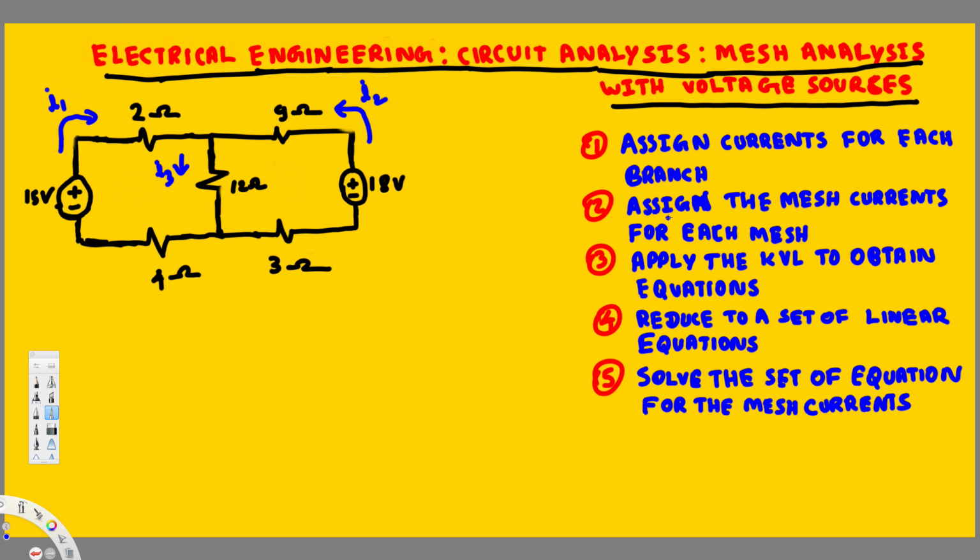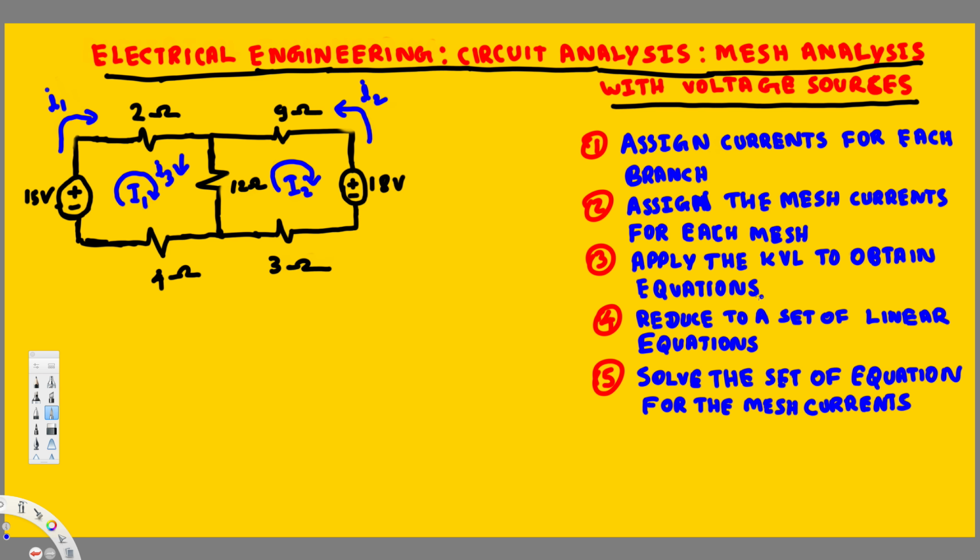The next part is saying to assign the mesh currents for each mesh. A mesh current is basically this middle part. So here, let's put I1 right here, and let's put I2. These are the two meshes we have, so we assign currents for each. Now the third thing is to apply Kirchhoff's voltage law to obtain equations.